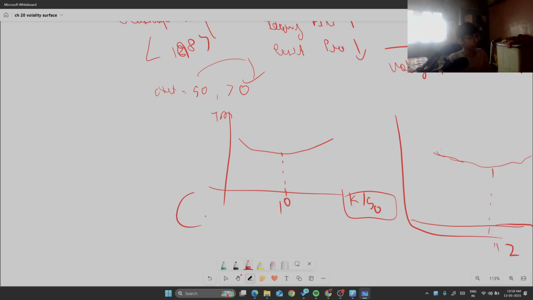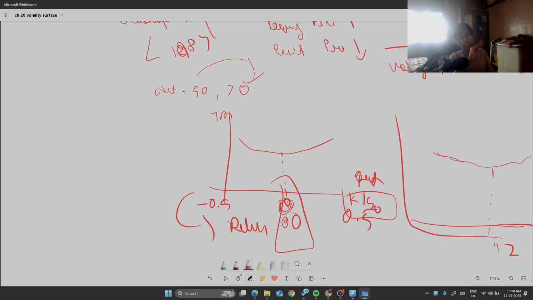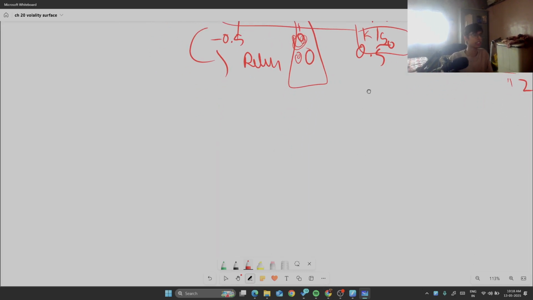Another way to plot is by using delta of the option. So here there will be a Greek like vega, delta, and there is a plus 0.5 delta movement and a minus 0.5 delta movement. We will price like that. And now let's see the volatility structure with time structure.